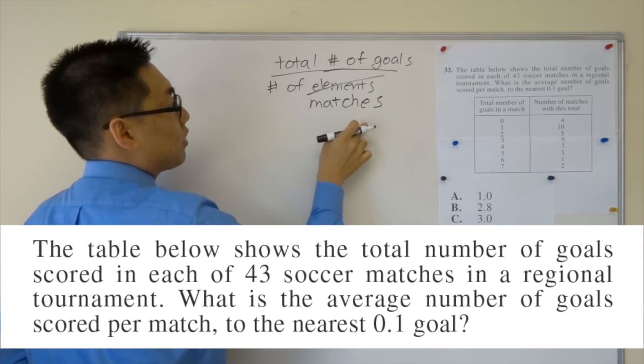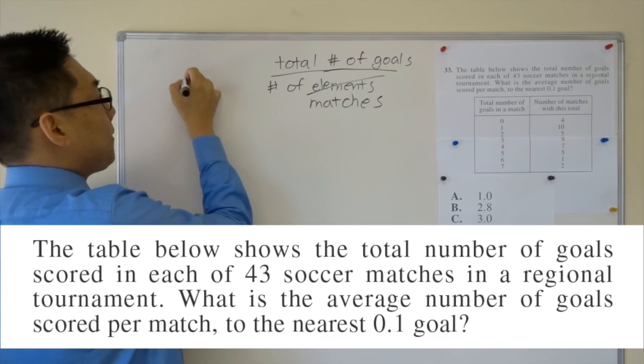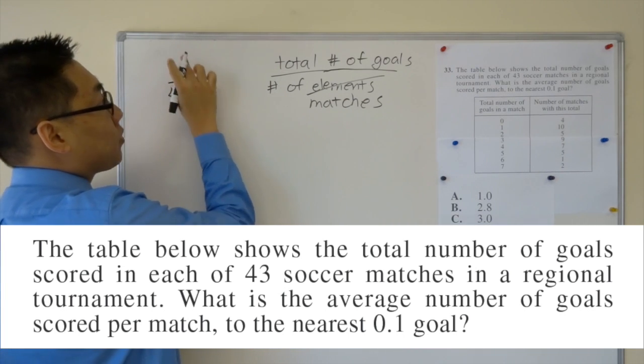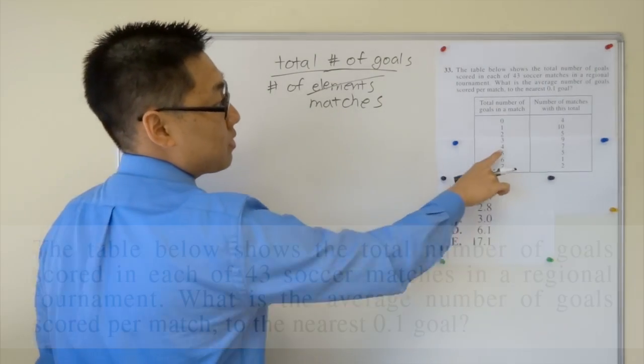So of the two things, the number of matches is very easy to figure out. They already told us it's 43. Okay? However, the number on top, the numerator here, the total number of goals, that's a little bit trickier. And that's where we have to use this table.